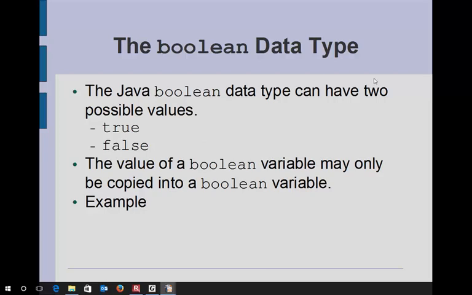Okay, so let's talk about the boolean data type. A boolean data type can have 2 possible values.